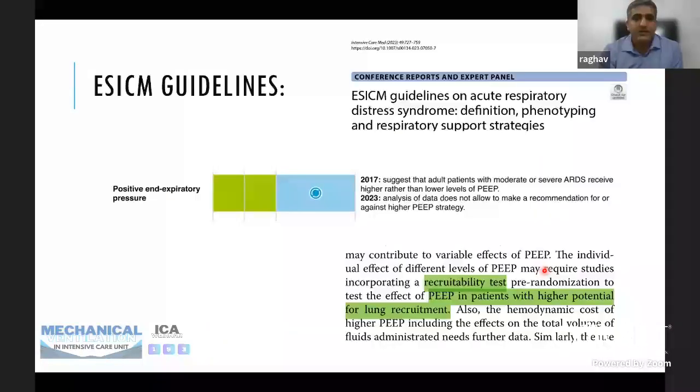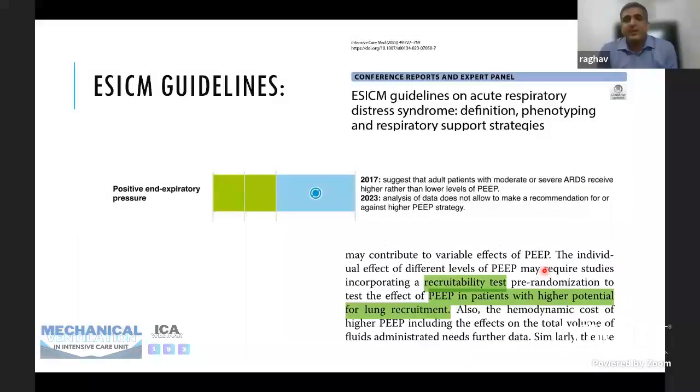So based on this evidence, the ESICM guidelines, which were released recently in 2023, suggest that they do not have adequate evidence to recommend high or low PEEP in a patient with ARDS. However, they state that in a patient with severe ARDS, a recruitability test should be tried, and if the lungs of the patient are recruitable, then a higher PEEP should be applied. So for all patients, we don't have to apply high PEEP, we can apply low PEEP, but in very severe patients, if the lungs are recruitable, we can go for higher PEEP.